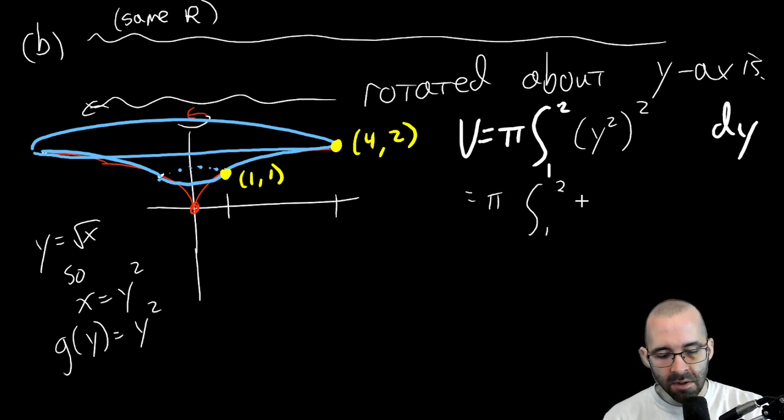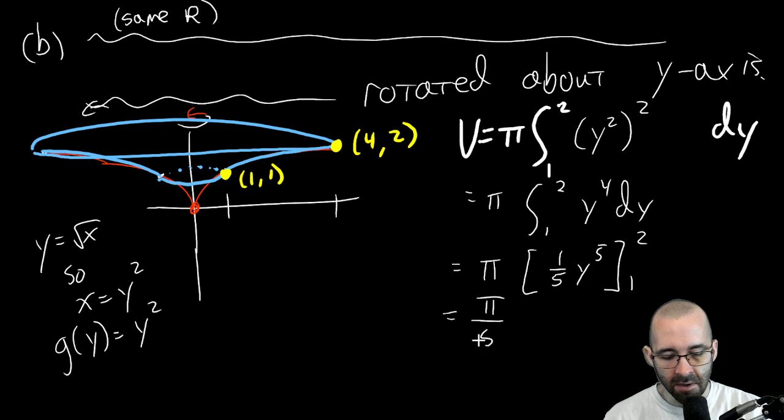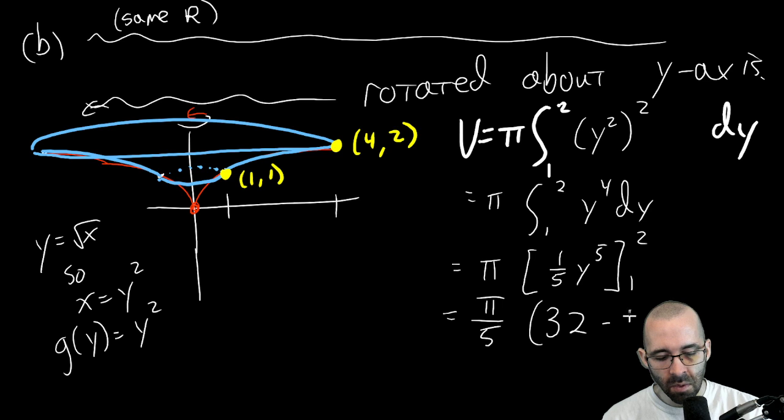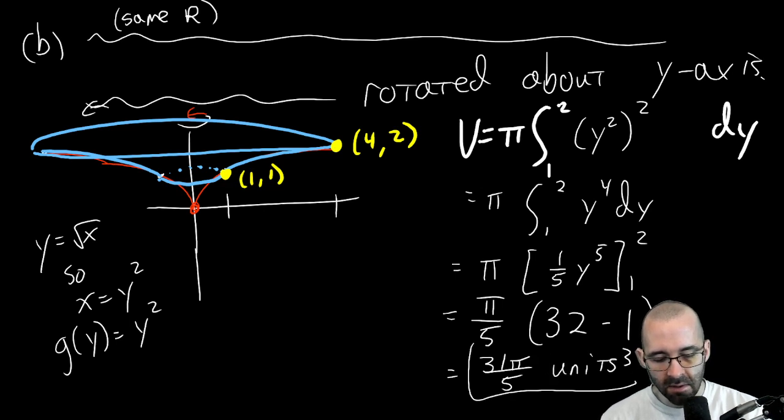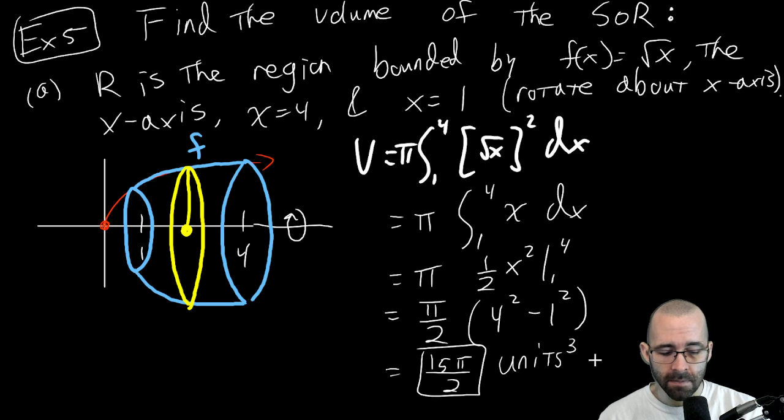This becomes the integral from 1 to 2 of y to the 4th dy. Power rule, 1/5 y to the 5th from 1 to 2. We can factor out a pi over 5 in front, and we'll get 2 to the 5th minus 1 to the 5th, and get 31 pi over 5. We should really be including units cubed on all of these. I haven't been doing it in these videos, but we are talking about volumes here.